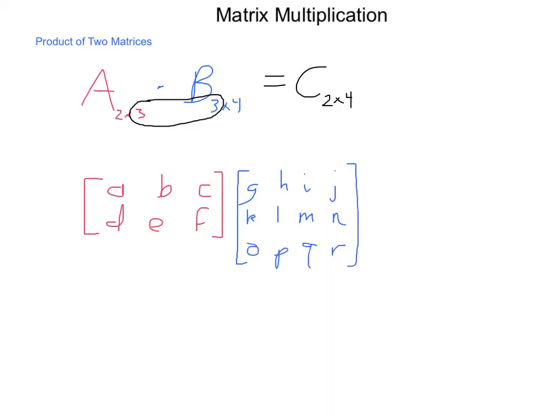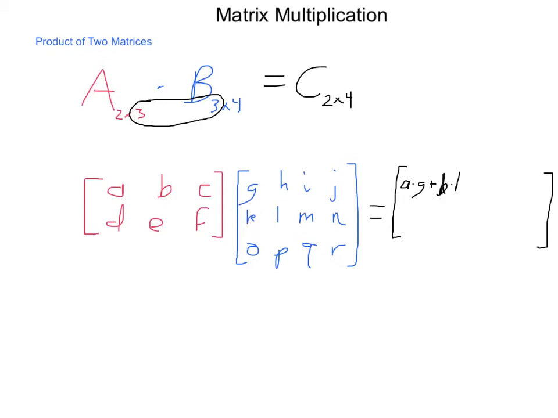A lot of variables here, I know. But when we multiply these, the way it works is in our resulting matrix, which is a 2 by 4. So 2 rows, 4 columns. I'm going to take the elements of row 1 in the first matrix, multiply them in turn by the items in column 1 of the second matrix, and add those together. So I'm going to take A and multiply it by G. So I'll get A times G. And to that I'm going to add B times K.